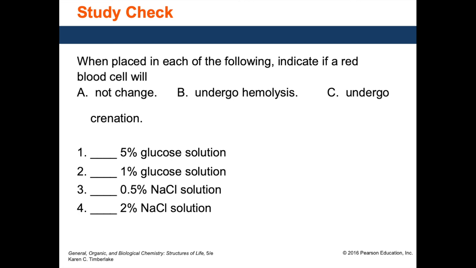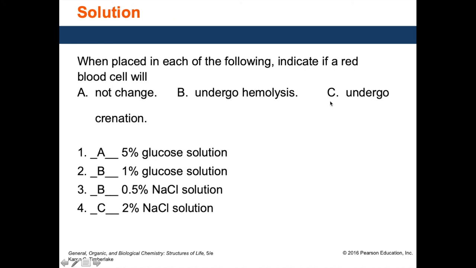Okay, so again, take a second and identify each of these solutions as iso, hyper, or hypotonic, and then accordingly choose the right condition for them. Okay, and so here are the answers so you can check them out. Of course, the 5% glucose solution is isotonic, so it doesn't change. 1% glucose is less than 5%, and 0.5% of sodium chloride is less than 0.9. So both solutions 2 and 3 are hypotonic, so those cells will undergo hemolysis. And of course, 2% sodium chloride is greater than 0.9, so that's hypertonic, so that cell would undergo crenation.